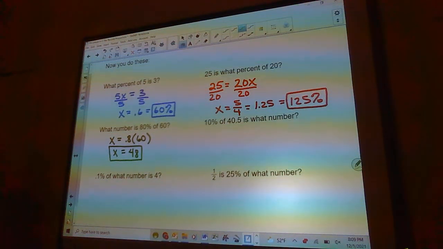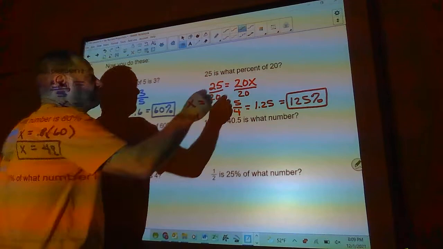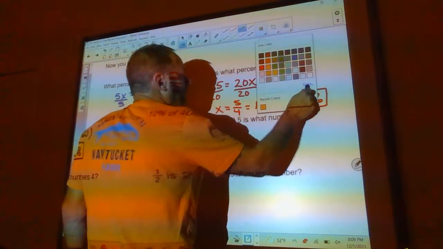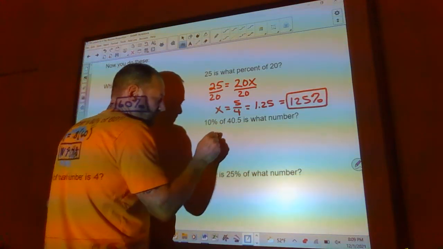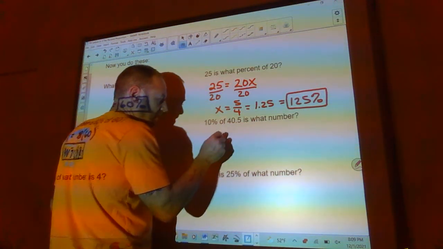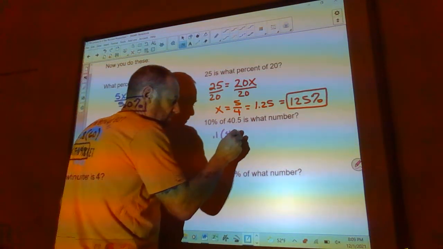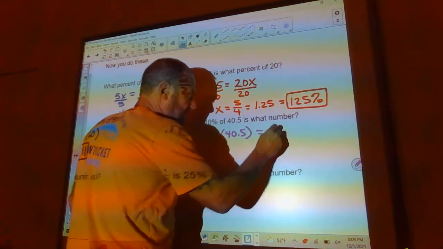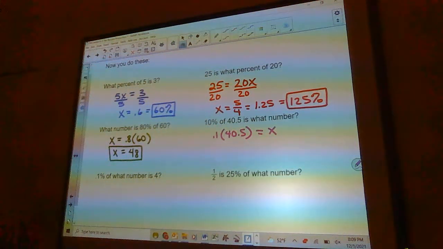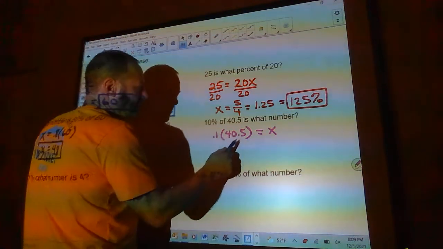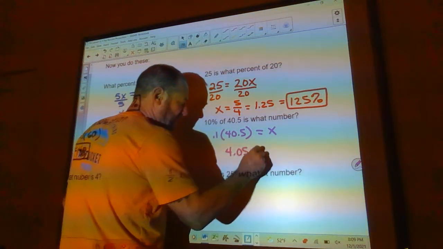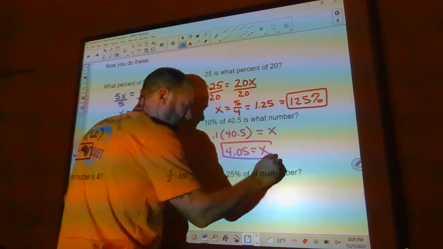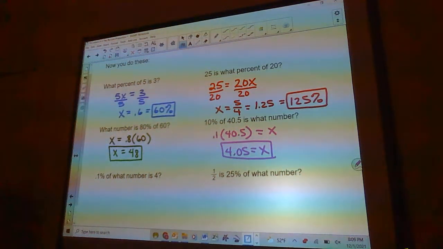10% of 40.5 is what number? This one's actually easy enough. You should be able to do that in your head, but we'll go ahead and do it anyway. Okay, 10% is 0.1. Of means times. 40.5 is what number? When I multiply by 0.1, all it does is move the decimal one place to the left, so this is 4.05 equals x. And I'm done.